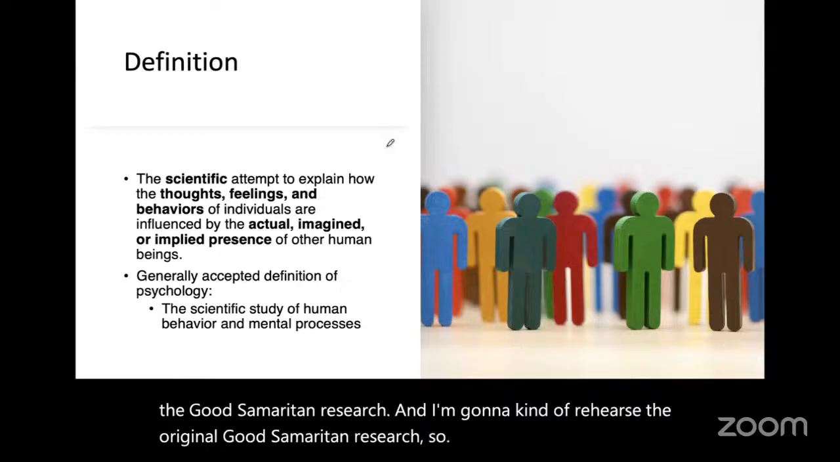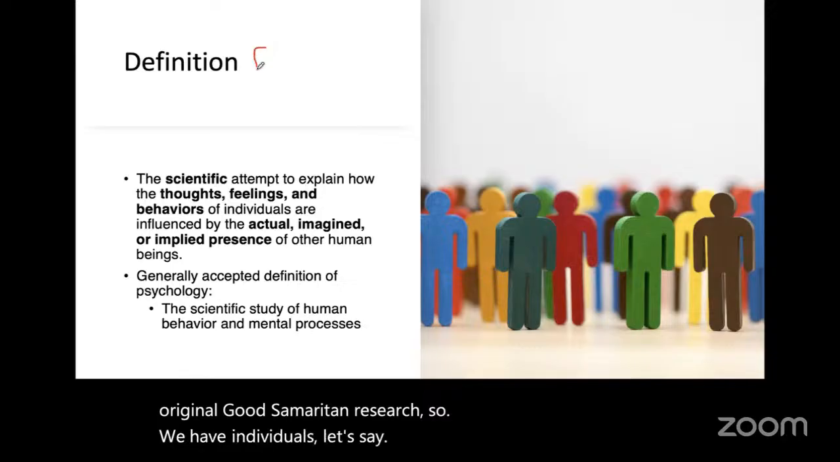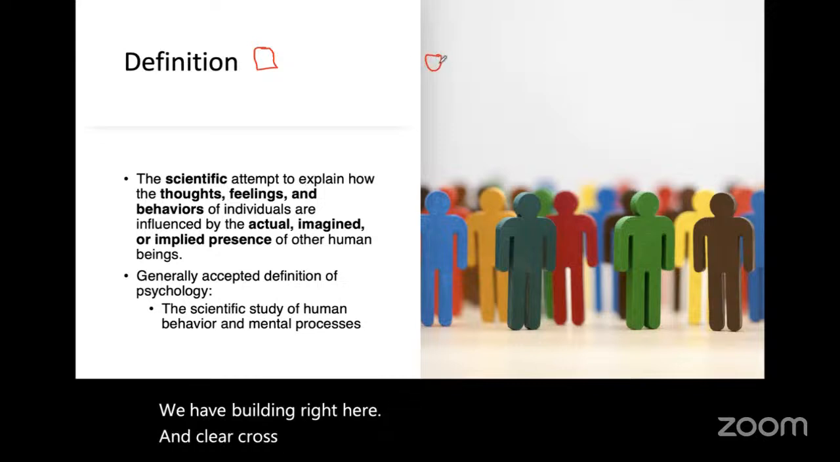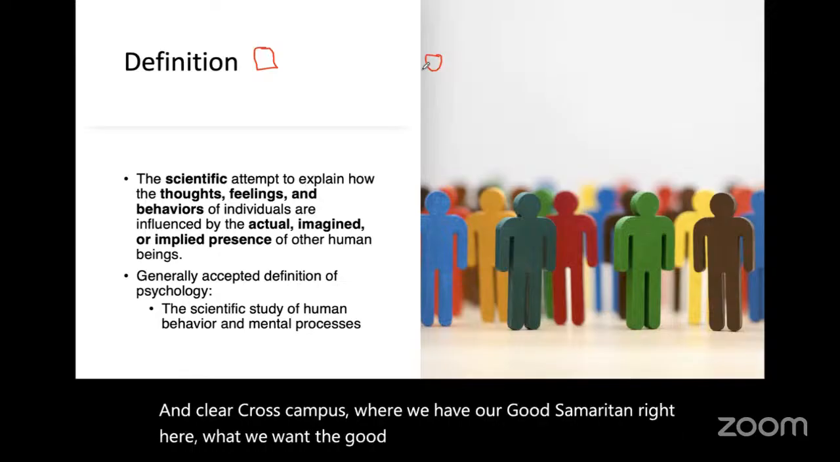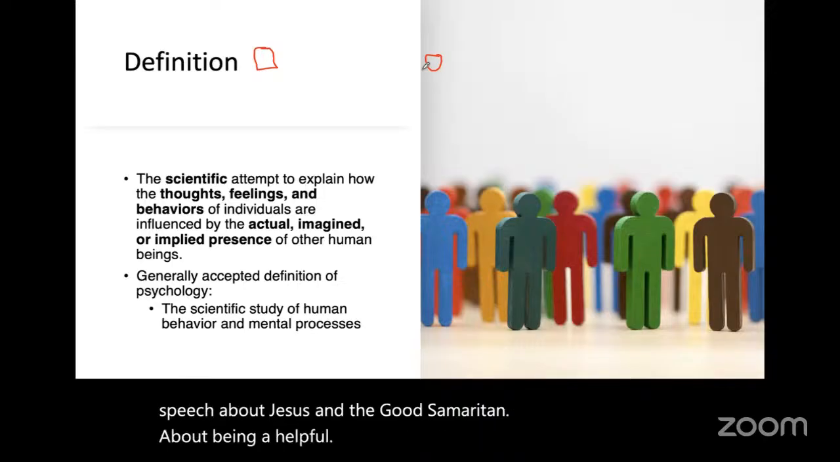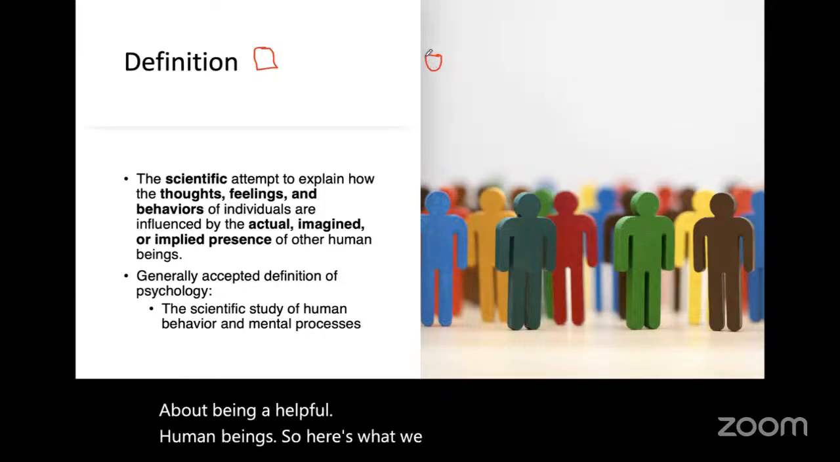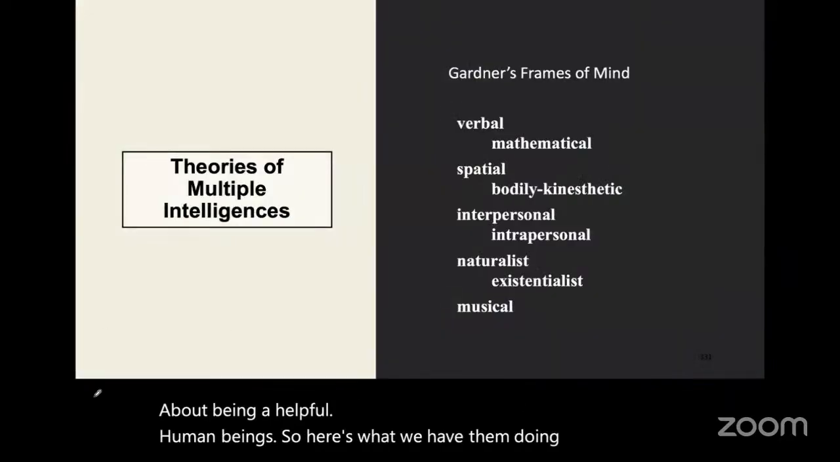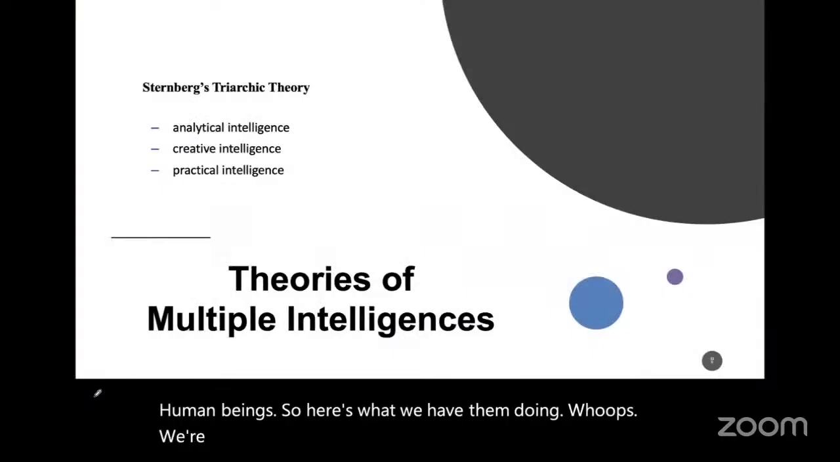So we have individuals. Let's say we have a building right here, and clear across campus is where we have our Good Samaritan. What we want the Good Samaritan to do is to go and give a speech about Jesus and the Good Samaritan, about being a helpful human being. So we're having them do their speech.